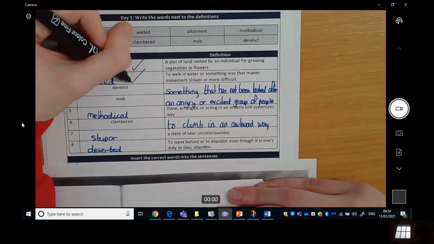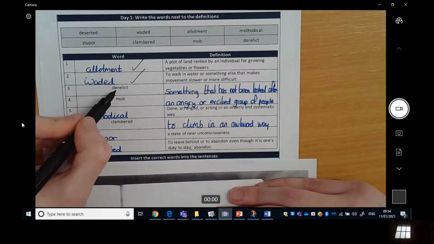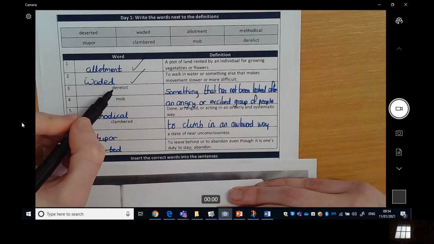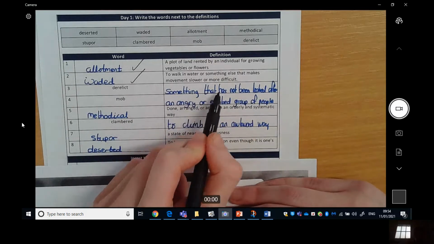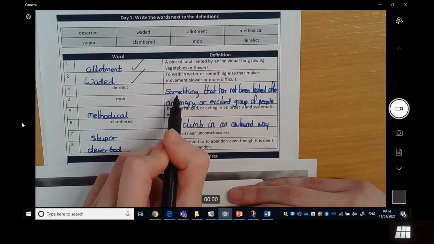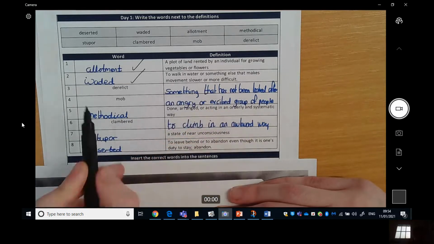So I'll just do it with you as well. Anything you get wrong, just fix it, because we love to see you editing as well. Now, derelict, you needed to give a definition for that. So that's just something that has not been looked after. You can just write anything along those lines as long as it's very similar in meaning to what I said. So derelict means something that has not been looked after.